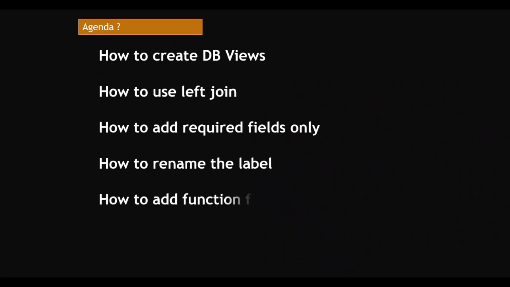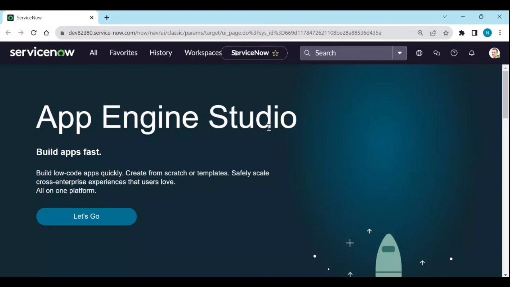How to add a function field. In the database views, how we can add a new field. And how to use complex queries. For example, in the where clause, if you are using some complex queries, how we can use them. So all these things we will see. Okay, we'll log into your instance.